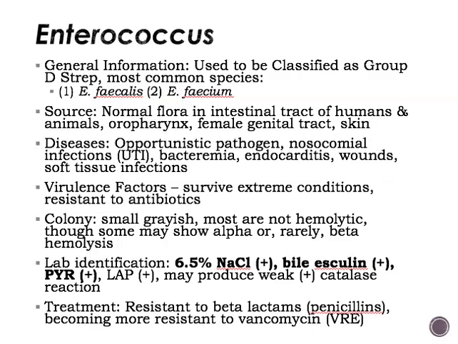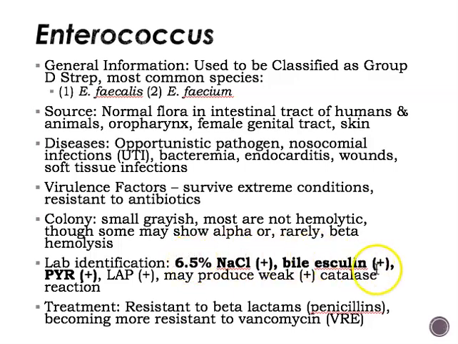This is where it would be especially important to make sure that you're differentiating it from Group A strep, because remember, they are both PYR positive. Group A strep and Enterococcus are both PYR positive, so you would have to make sure to differentiate. Another test that you could use would be the 6.5% sodium chloride and the bile esculin test, for which Enterococcus would be positive for both.